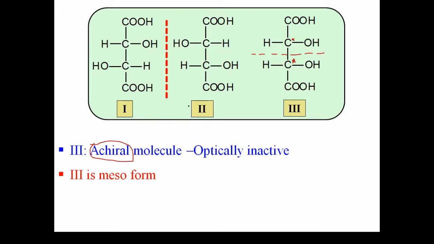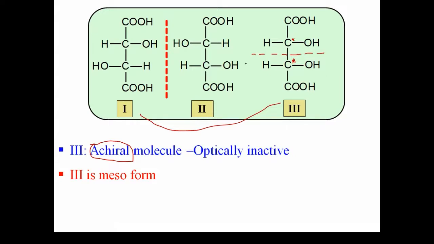Let us see the relation between first and third. What about the first and third? Are they mirror images of each other? They are not mirror images of each other. First and third are not mirror images of each other, and hence that pair is called diastereomers. It is called diastereomers because they are not mirror images of each other.